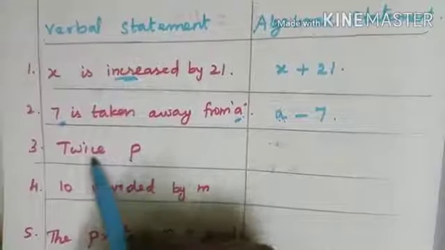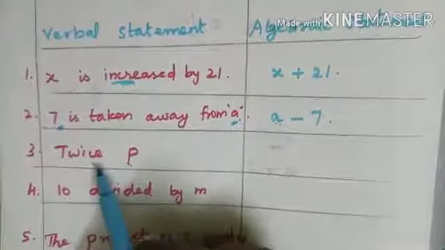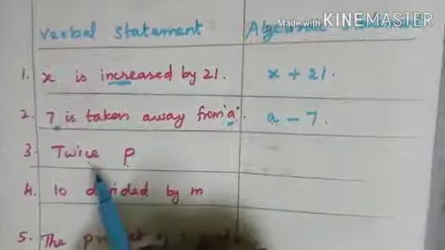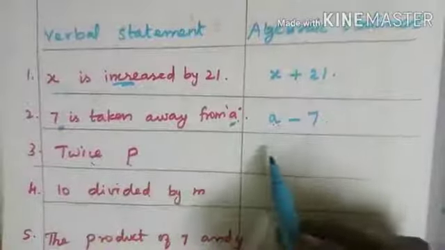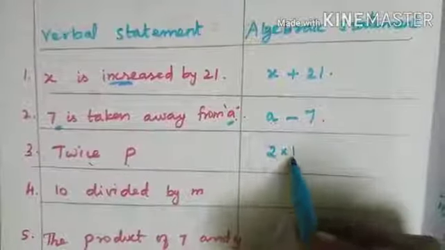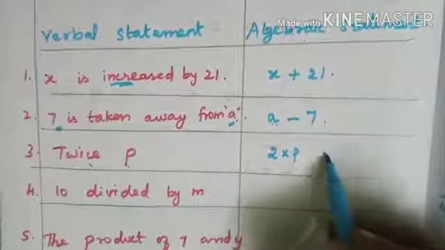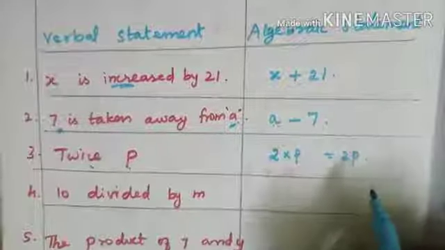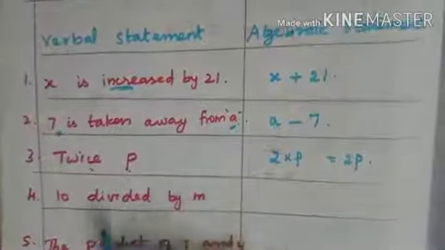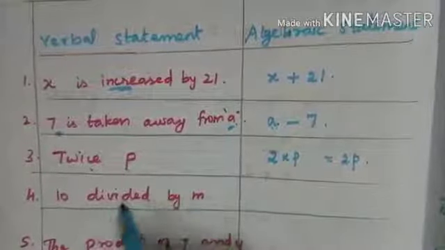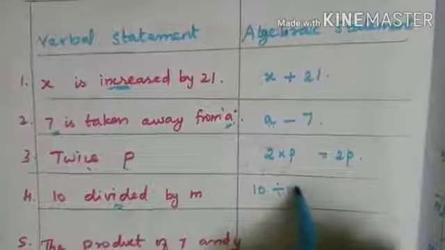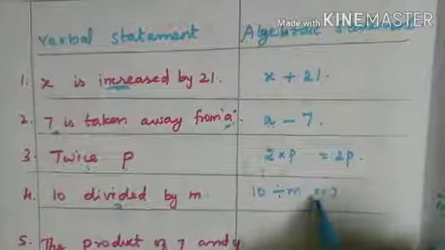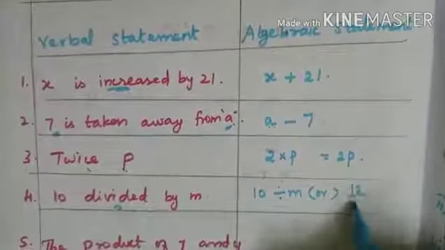The next question you see, twice p. Twice means 2 times. Thrice means 3 times. So 2 times p, that is, you can write 2 into p, otherwise you can write 2p. Next you see 10 divided by m. Divided, so we can write 10 divided by m, or 10 by m.